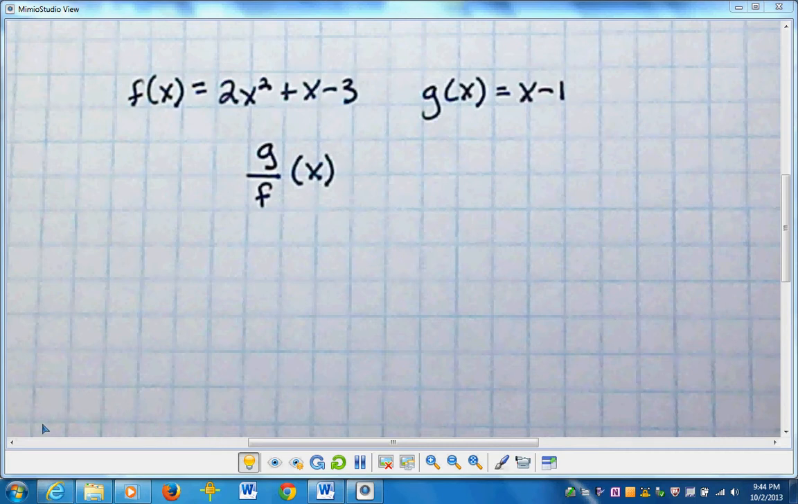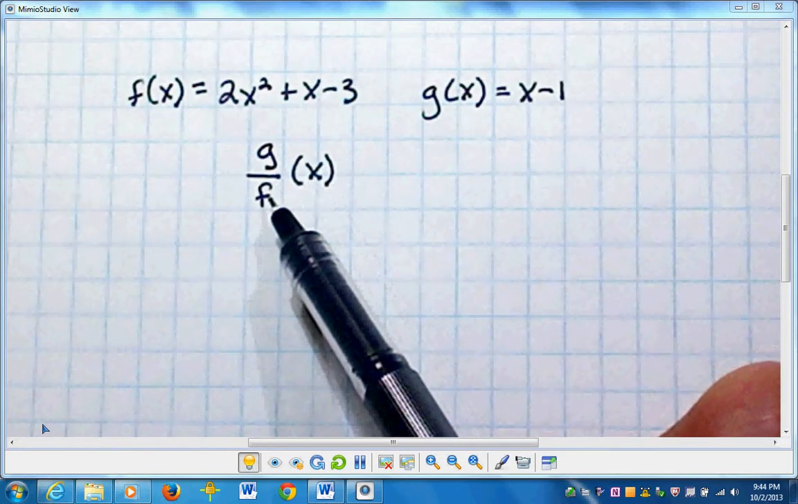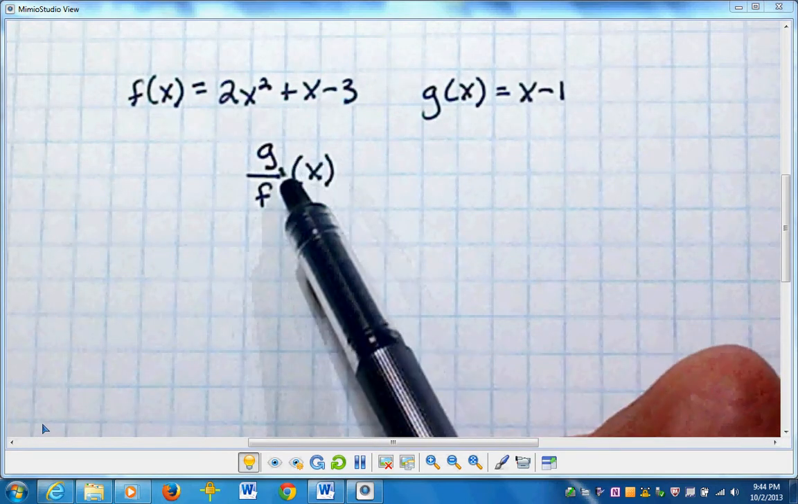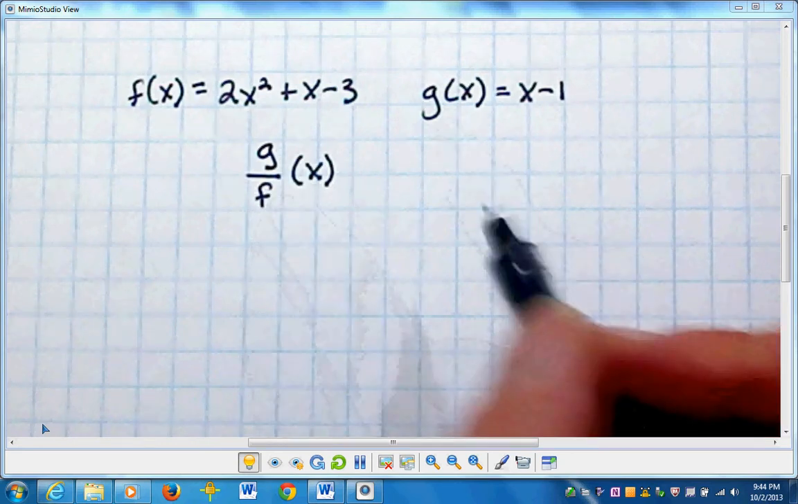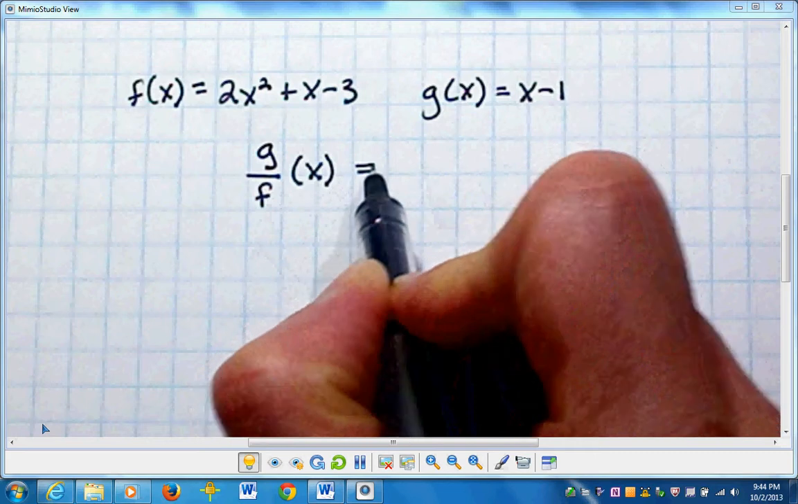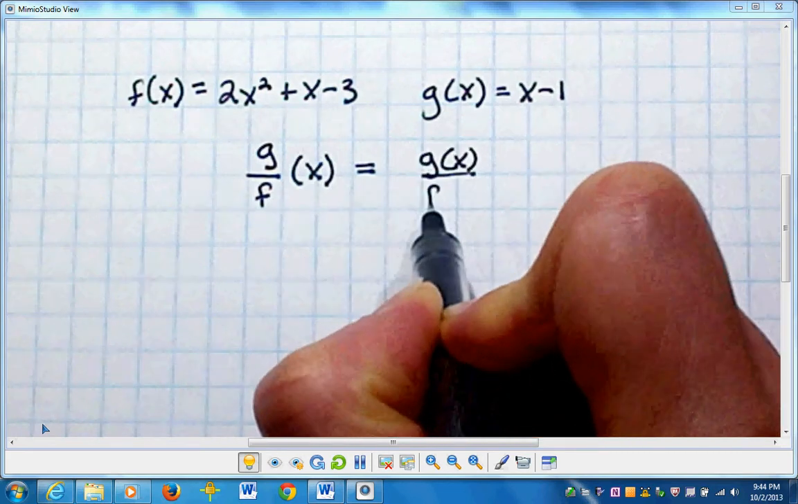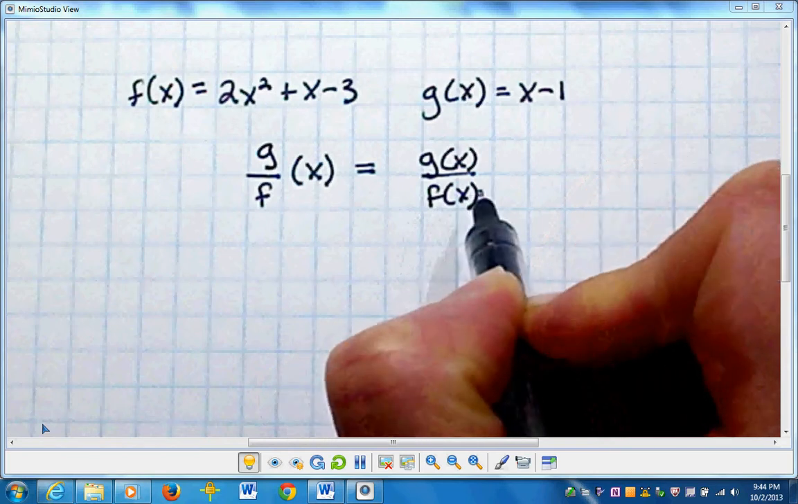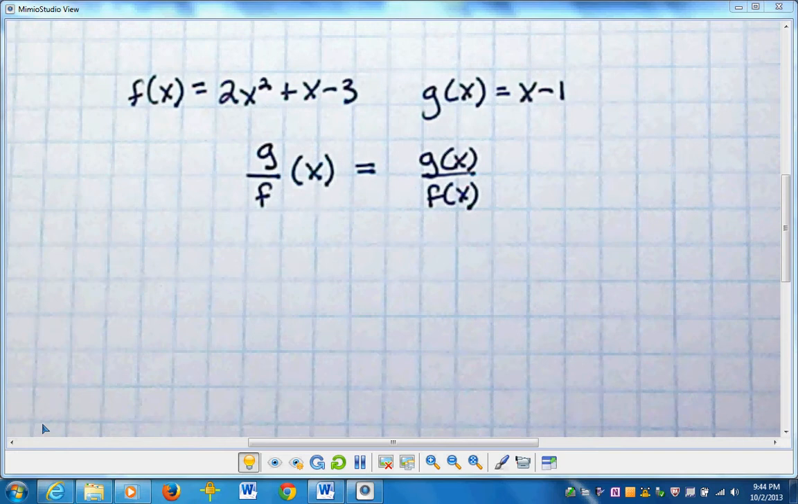We are given function notation g divided by f, which is telling us that we want to take our function g and divide it by our function f. This notation is the same exact thing as if I were to say g of x divided by f of x. Now this type of problem is a little bit involved because it's going to involve factoring. We are going to need to factor that f of x.